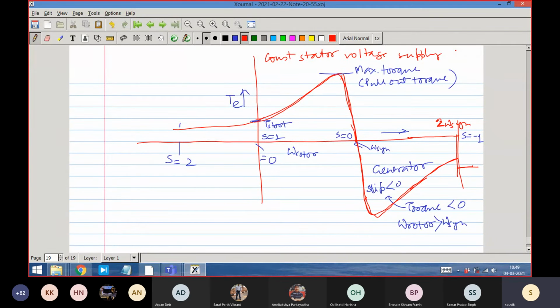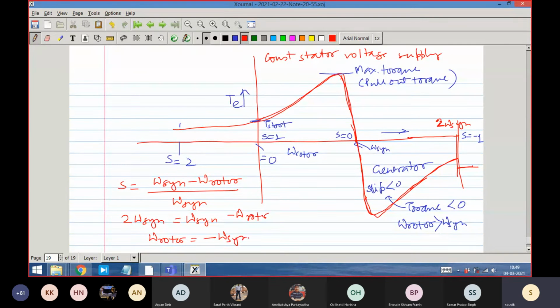If you observe a little more minutely, in the motoring zone torque is positive, and in the generator zone torque is negative because slip is negative. So what does it mean when slip is equal to 2? The slip definition is omega sync minus omega rotor, divided by omega sync. If it is 2, then 2 omega sync must equal omega sync minus omega rotor, so omega rotor must be minus omega sync.